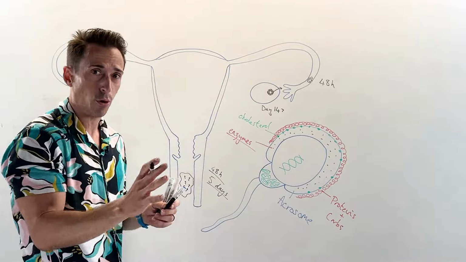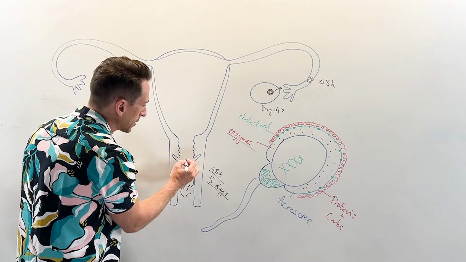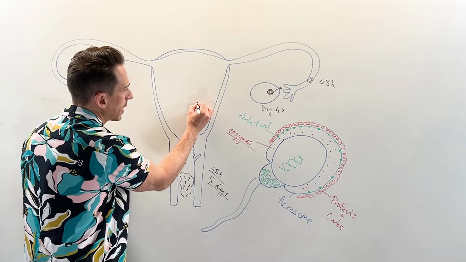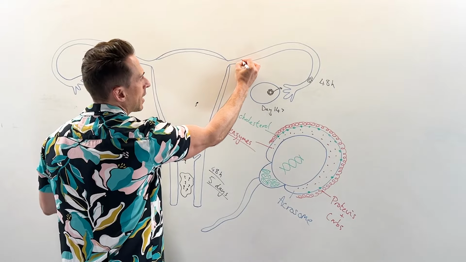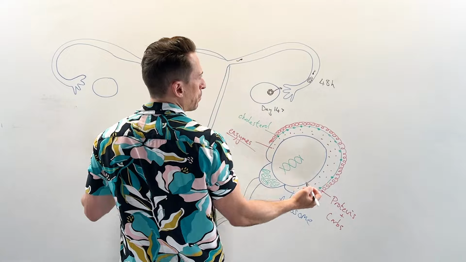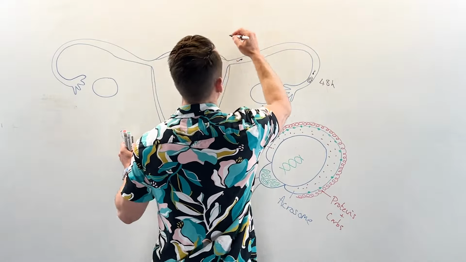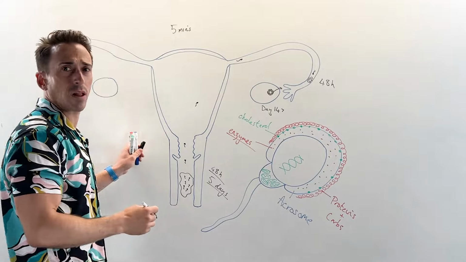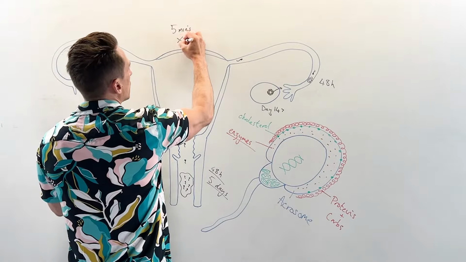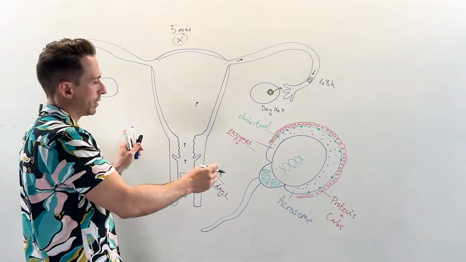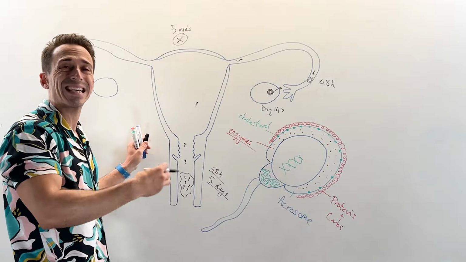But here's the important point. Even if the sperm does get through the vagina, does get through the cervix, does get through the uterus, does get through the uterine tube, and makes it here to the ampulla, and let's just say it does it in 5 minutes, can it fertilize that egg? The answer is no, it can't. Because the sperm needs to undergo a process of capacitation.